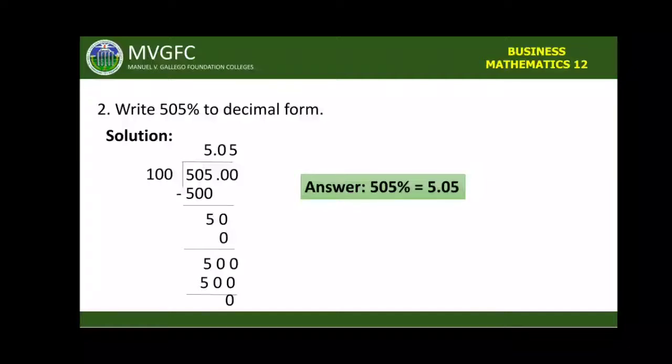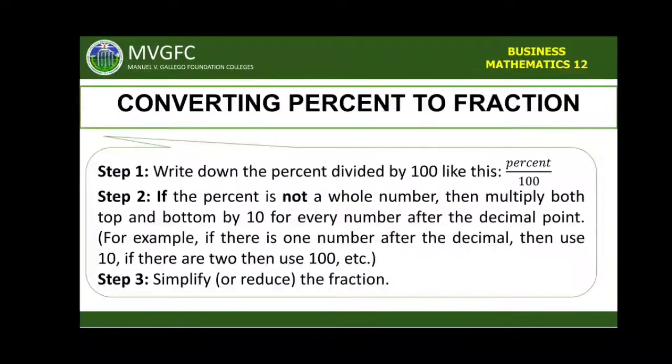And 500 divided by 100 is equal to 5. And 5 times 100 is equal to 500. So 500 minus 500 is equal to 0. So our answer is that 505% is simply equal to 5 and 500 or 5.05. Second to the last is converting percent to fraction.